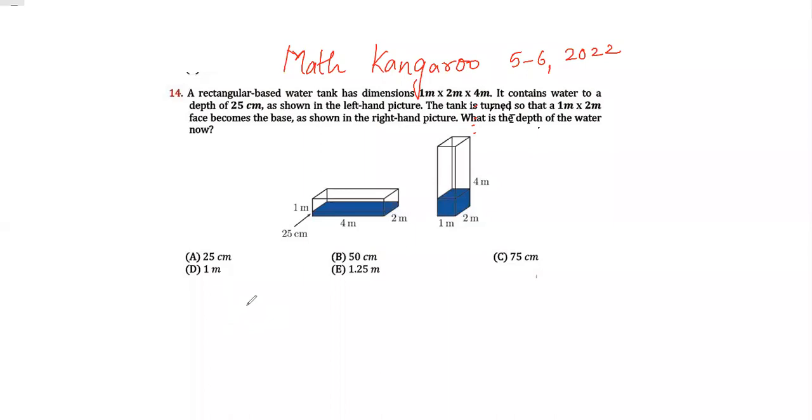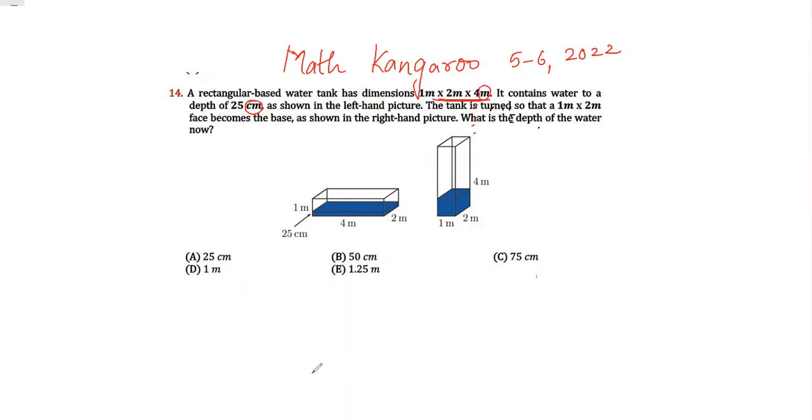Now let's read question number 14. A rectangular based water tank has dimensions 1 meter by 2 meter by 4 meter. It contains water to the depth of 25 centimeter. Now, whenever we are reading these questions, always focus on the unit of measurement. This is centimeter, this is meter.